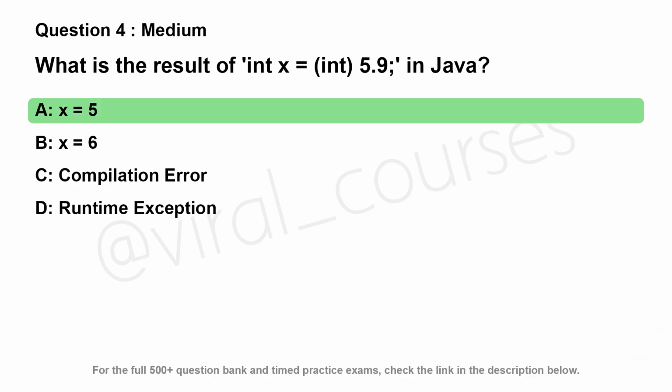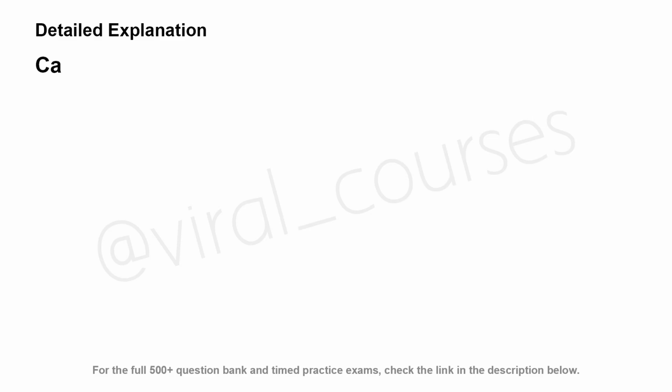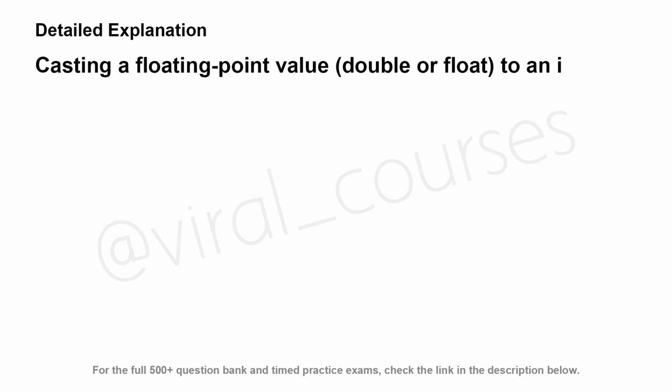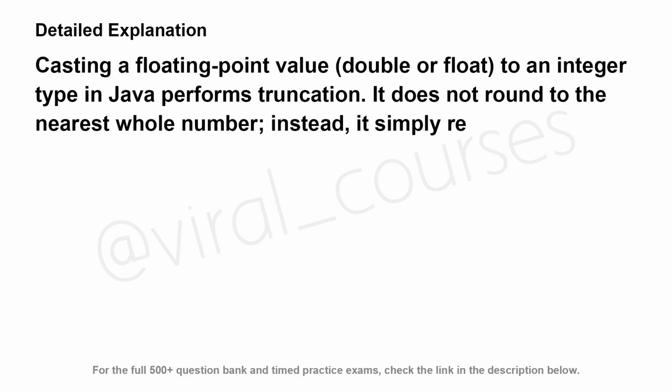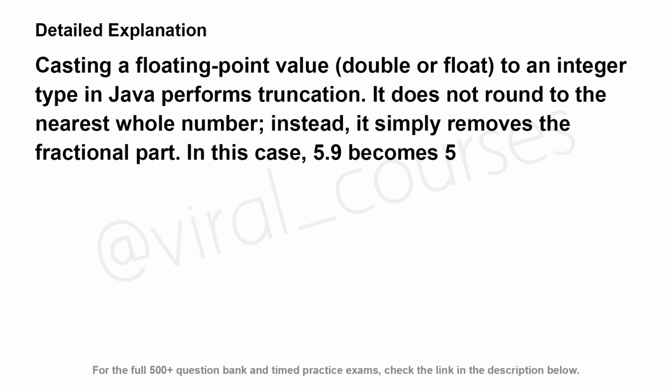The correct answer is A. Casting a floating point value, double or float, to an integer type in Java performs truncation. It does not round to the nearest whole number. Instead, it simply removes the fractional part. In this case, 5.9 becomes 5.